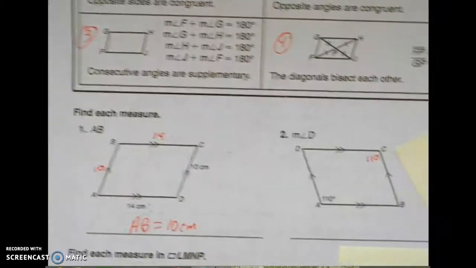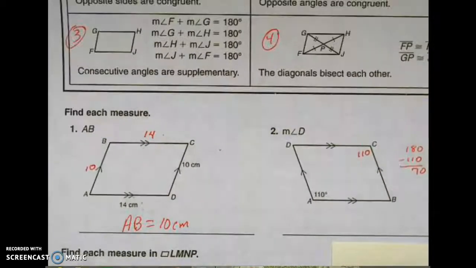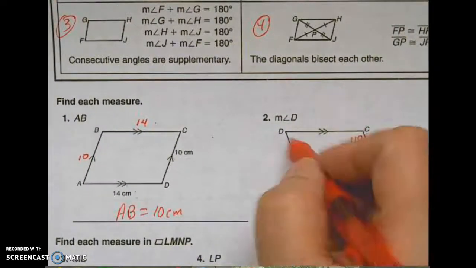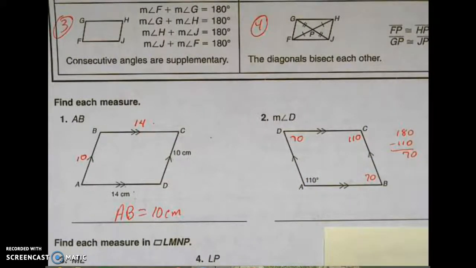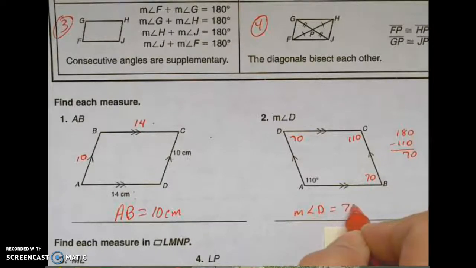If I look at question number 2, they're talking about angles. I know that the opposite angles are congruent to each other. So if angle A is 110, angle C is 110. We want to know D and B. If they're not equal to each other, we know that they're supplementary. So I need to take 180 minus 110. If I do that, I get 70. So angle D is 70, angle B is 70. The question is asking me for the measure of angle D, and that's 70 degrees.